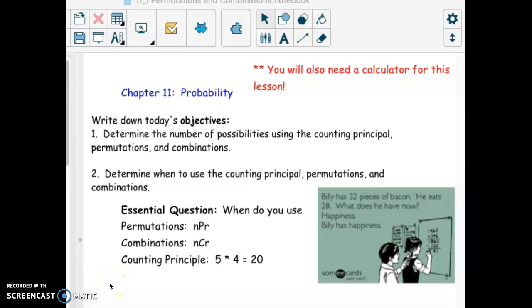Hello, we are starting the probability unit, which is chapter 11. It's a slightly longer unit, so you have some time. And today we're starting with counting, the multiplication counting principle, permutations, and combinations. If you have taken probability and statistics, you've seen this lesson before.